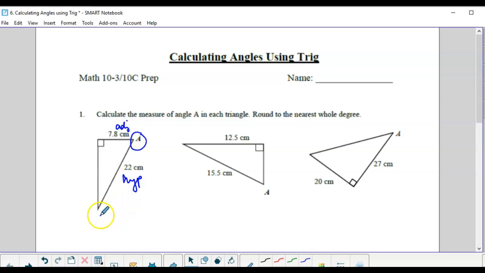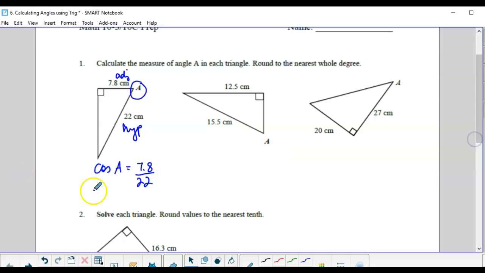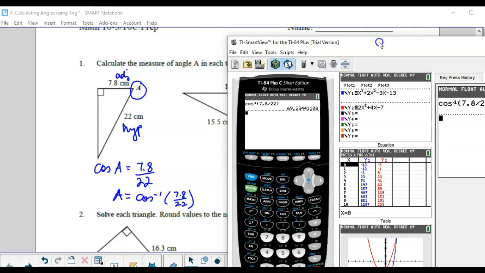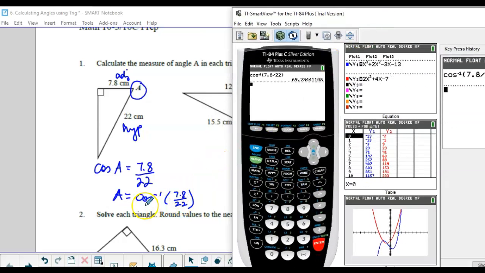So adjacent and hypotenuse is cosine, so cosine of A is 7.8 over 22. Then A equals cos inverse of 7.8 over 22. Get out your calculator, make sure it's in degree mode. Second cos 7.8 divided by 22. You're doing the opposite of when you're calculating a side because you're pressing the second key or the shift key on some calculators. And that, to the nearest whole degree, is 69 degrees.